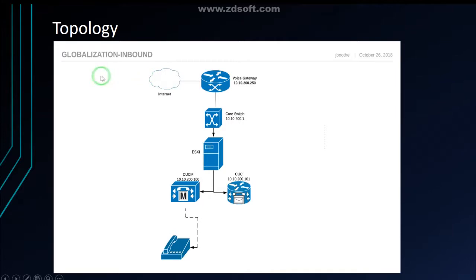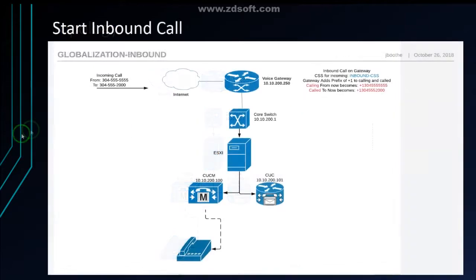So what happens when an inbound call comes in? Let's take a look at that. For example, we have a call coming from 304-555-5555, calling into us at 555-2000. So it comes in, it hits our gateway. Our gateway is going to apply some settings to this call. First of all, our incoming calling search space is set to this inbound calling search space. But just as important, this gateway prefixes a plus and a 1 to the calling and the called number.